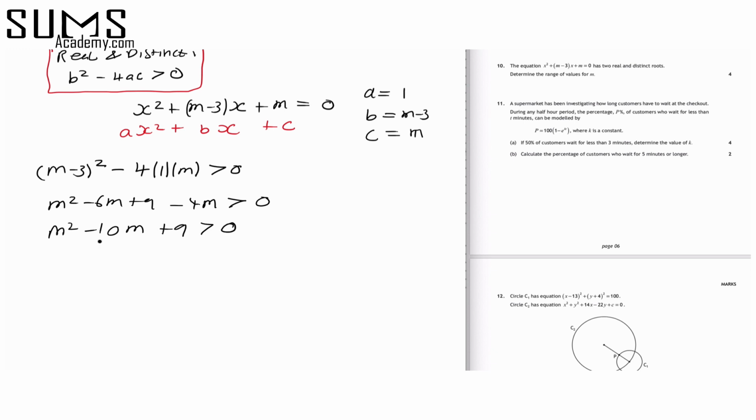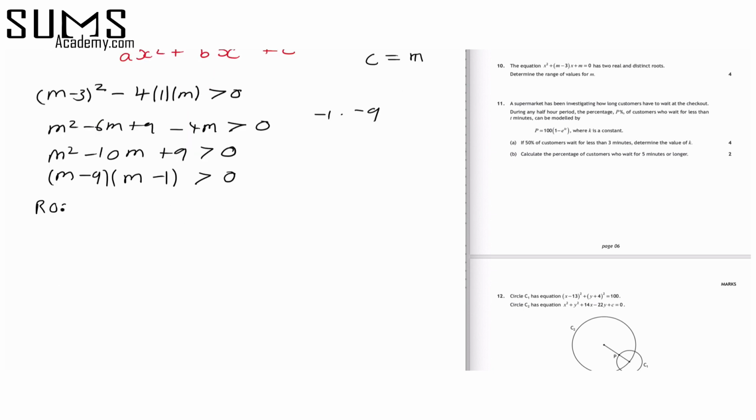Now we want to factorize this expression. So what times together to make 9 but adds together to make negative 10? Well, it's going to be negative 1 and negative 9. So (m minus 9)(m minus 1) greater than 0. So the roots here are 9 and 1.